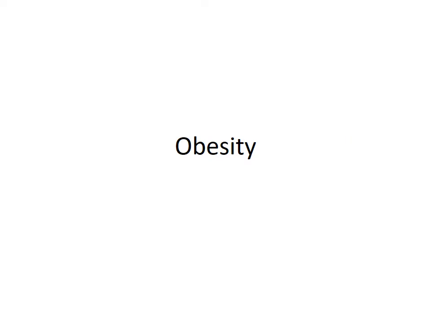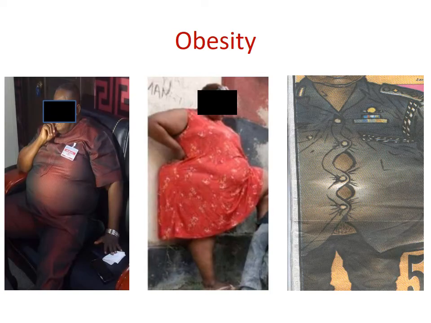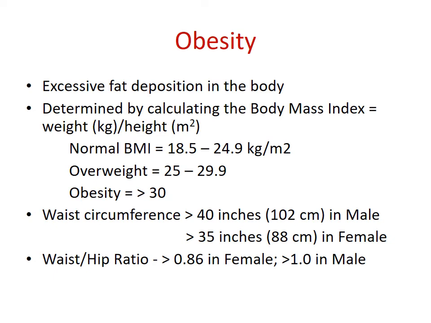So the third one I'm going to talk about is obesity. And I've shown you diagrams of individuals with obesity. I showed that it can affect men, it can affect women, it can even affect uniformed officers. Because you expect that uniformed officers will be trim, but you can see that they also put on a lot of fat everywhere. So what's obesity? Obesity is excessive fat deposition in the body.